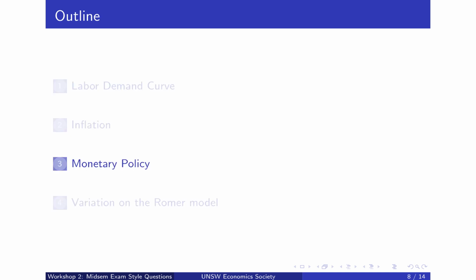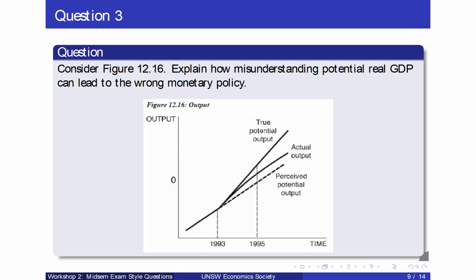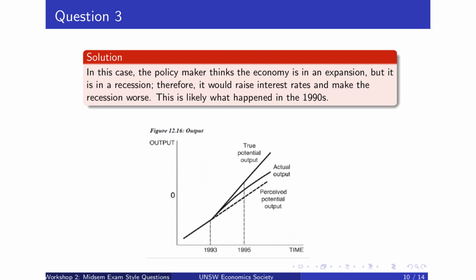In the next question, we'll be discussing monetary policy. Question 3. Explain how misunderstanding potential real GDP can lead to the wrong monetary policy. This question is a nice follow-on from question 2.